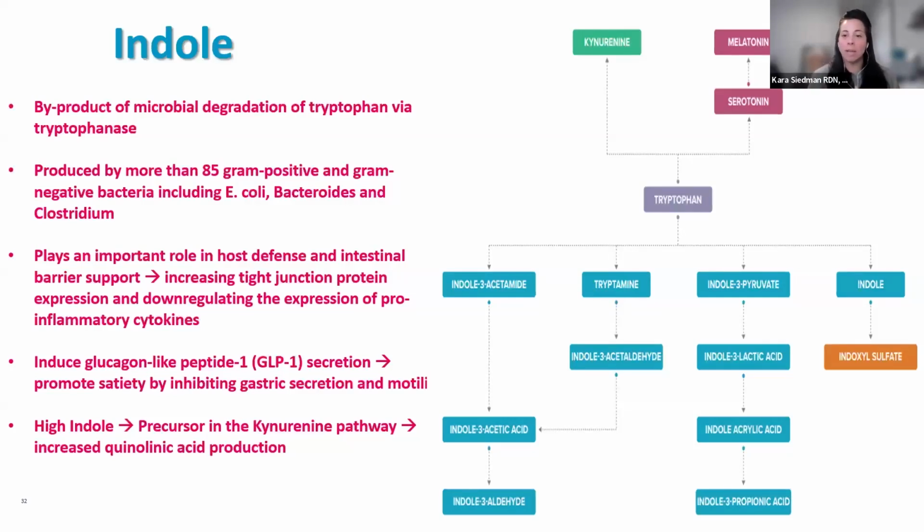But we know that these microbial byproducts and what our microbes do matter, GLP-1 is produced in the gut. So we know this is really important. But in high amounts, high indole can actually change the path that tryptophan is metabolized.